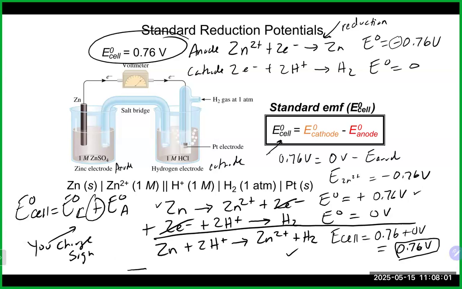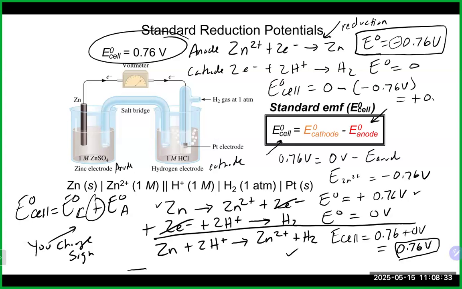Now, if all you care about is the cell voltage for this cell that I built, and you don't really care about writing the equation, or if you don't want to have to change the sign, what you could do is use this equation here and not change the sign, and go to your table and say, my E of the cell is my cathode, which from my table is 0, minus my anode. And again, I'm not going to change the sign, so it's minus minus 0.76 volts, which is going to give you plus 0.76 volts, just like we got on the bottom.